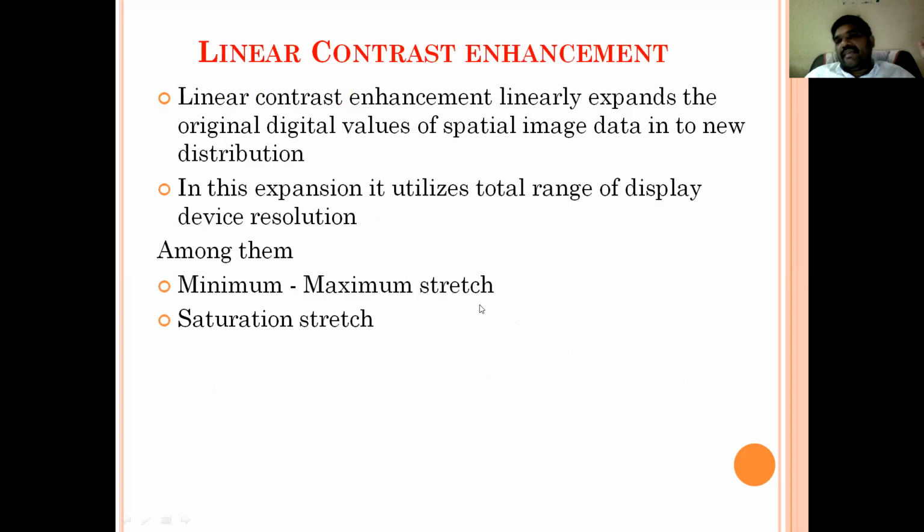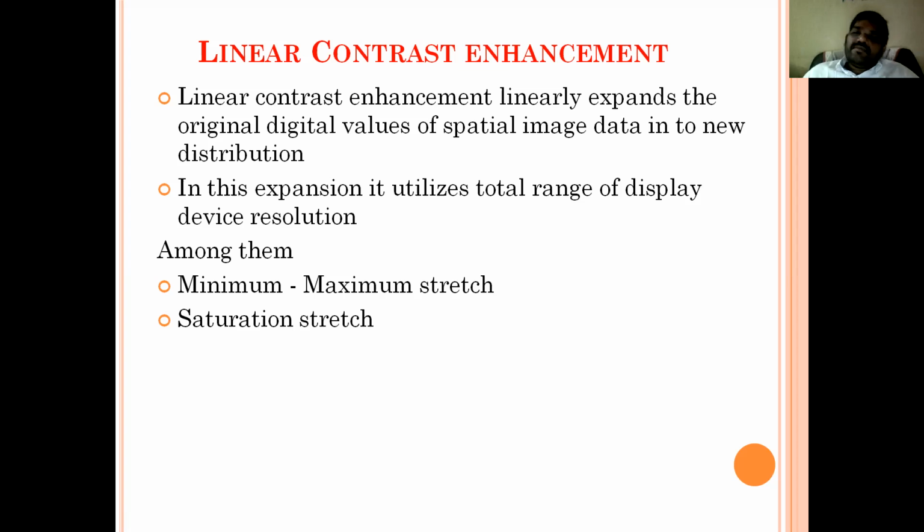Coming to types of contrast enhancement. There are two categories of contrast enhancement. One is linear contrast enhancement, where the histogram is linearly expanded by replacing the original values with new values of distribution, called linear contrast. Linear contrast enhancement is the process where the histogram expands linearly by replacing the existing digital values with newly distributed values.